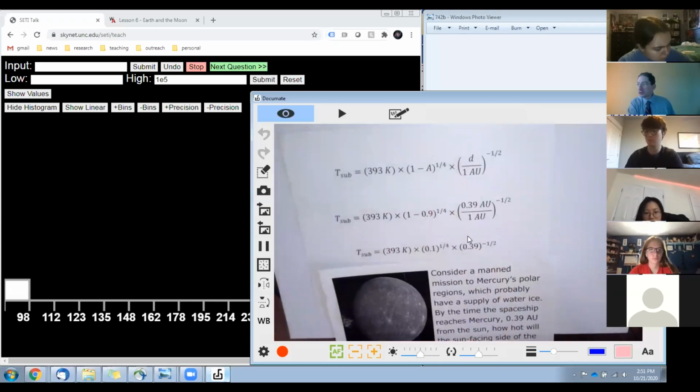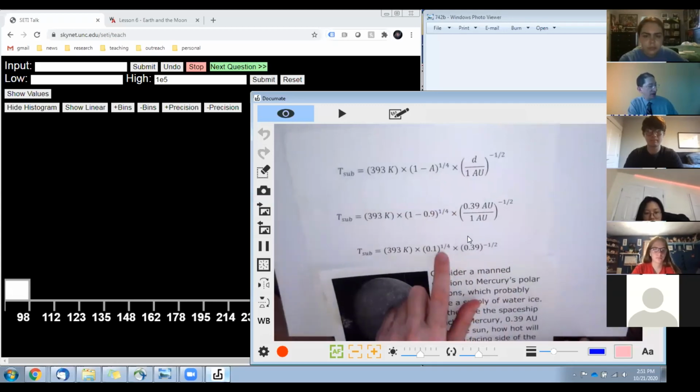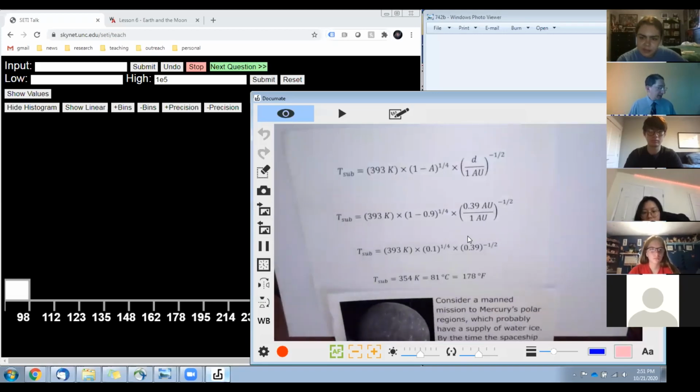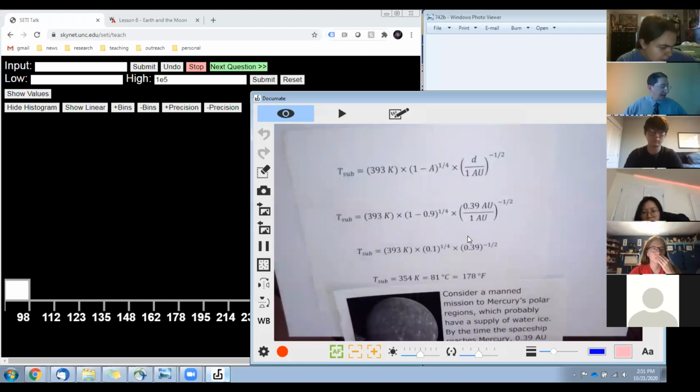So the biggest challenges are figuring out which equation to use, and then once you've done that, doing the calculation. And usually that means these exponents. You have to be careful when you use the caret sign to do it to the 1/4, put that in parentheses, or negative 1/2, put that in parentheses. And you get 354 Kelvin, which if you convert to Celsius is 81 degrees Celsius, or in Fahrenheit, that's 178.